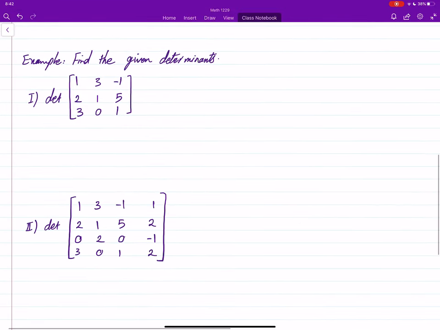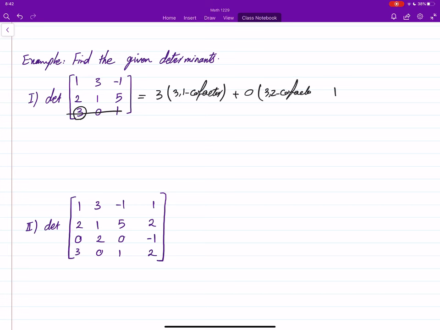Now for the second example, we have two determinants to compute. Here we have the choice of which row or which column to choose. Well, I'll choose a row or column which has more zeros. Here I have this one, so I'll go with that. So 3, 0, 1. Then the cofactor of this number here is the 3, 1 cofactor, plus this is the 3, 2 cofactor, and this is the 3, 3 cofactor.